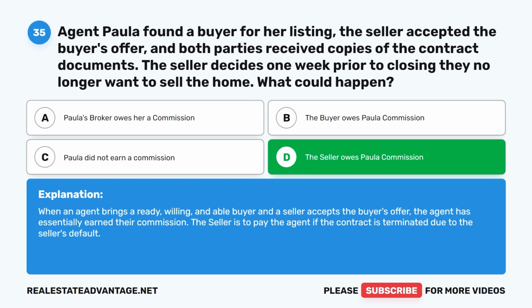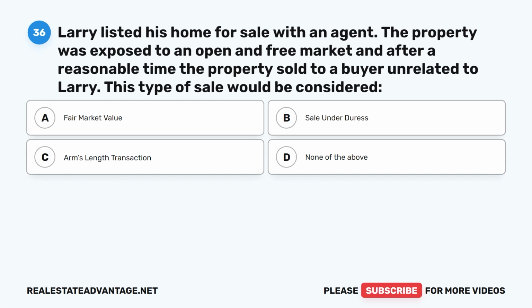When an agent brings a ready, willing, and able buyer, and a seller accepts the buyer's offer, the agent has essentially earned their commission. The seller is to pay the agent if the contract is terminated due to the seller's default.